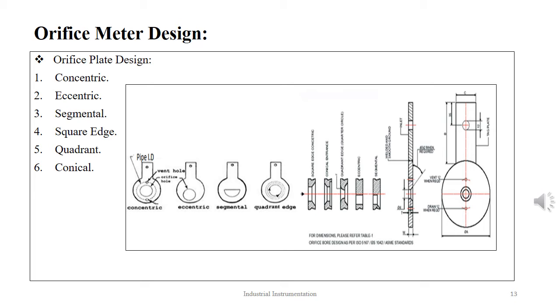The fourth is the square edge, applicable for higher pipe Reynolds number, typically between 5,000 and 10,000. The quadrant ones are for lower pipe Reynolds number, typically somewhere between 250 to 3,300. And lastly, the conical ones for Reynolds number, typically in the range of 25 to 75, that is very low Reynolds number. Here we see the pictures of these 6 principal designs of the orifice plate.